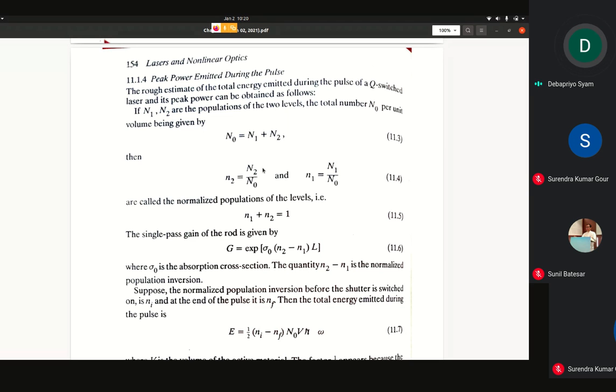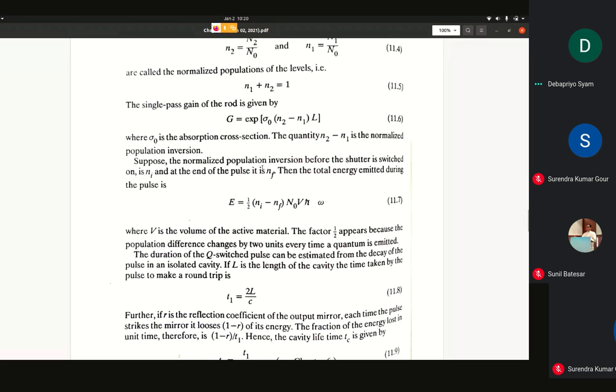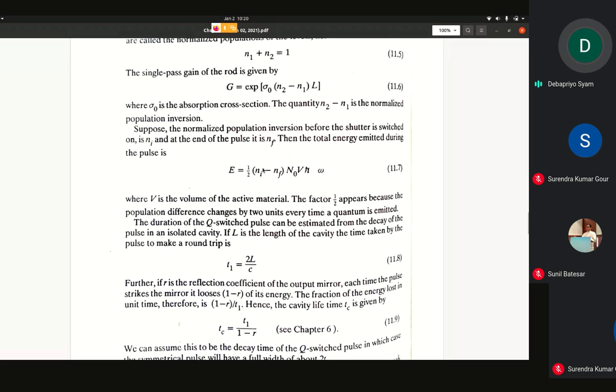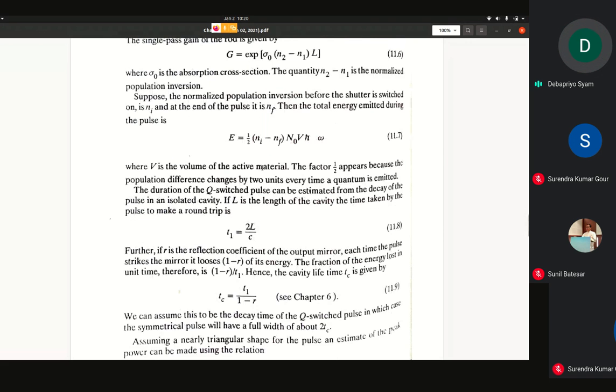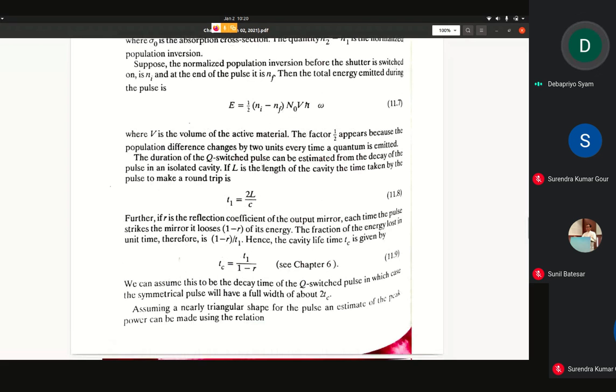Okay, let's move to the lower portion. Move to equation 11.8. Here they are saying that in one back and forth motion, the time taken is equal to 2L by C. Once again, that C should be replaced by V, because the lasing medium has a refractive index. So 2L by V is the time taken for one back and forth motion.